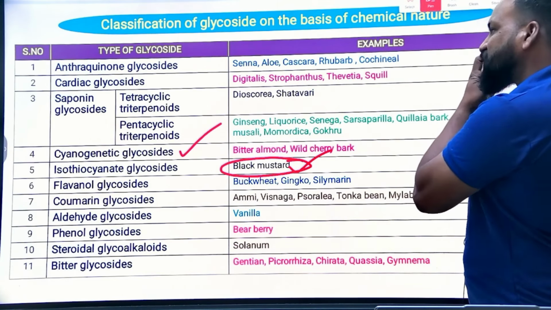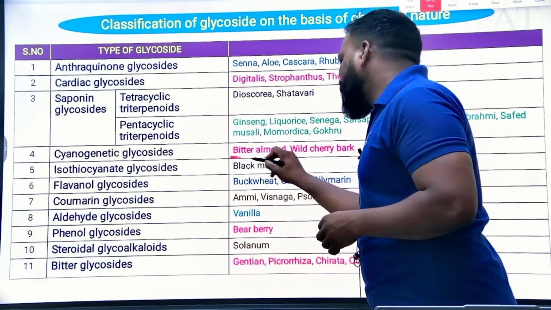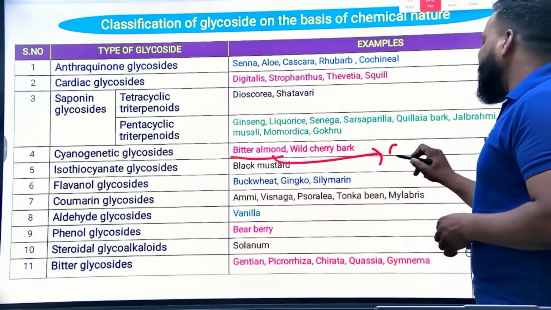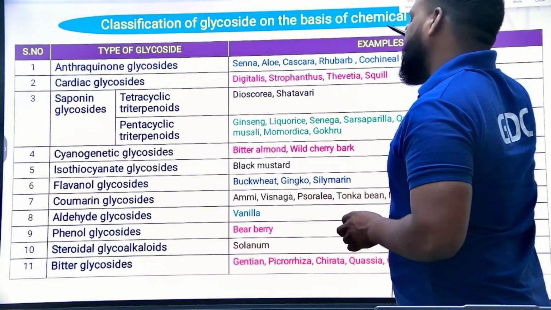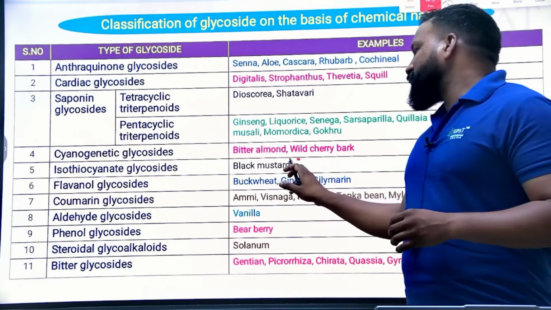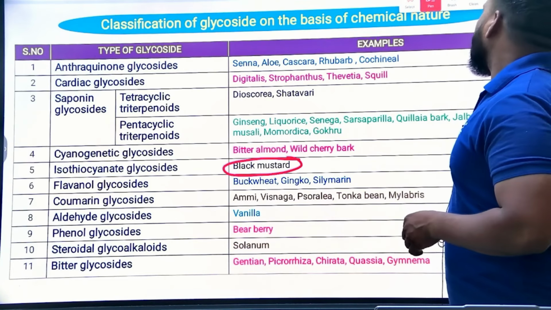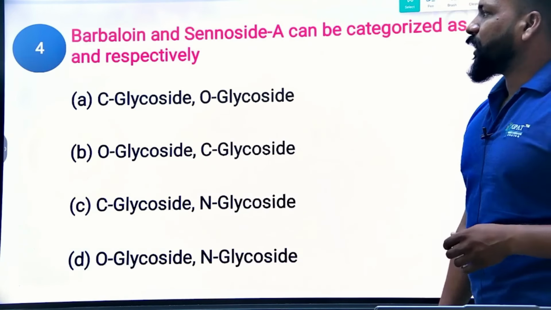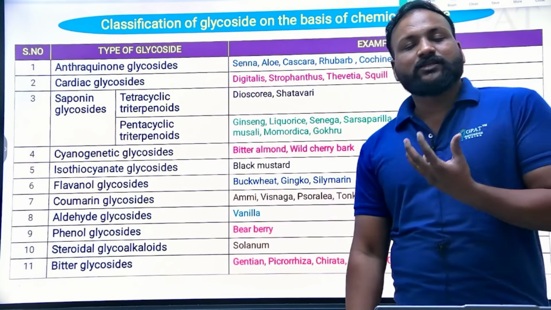The classification of glycosides is very important. In the cyanogenetic glycosides, we have bitter almond, where cyanide is present. The isothiocyanate glycoside classification is black mustard, so this is the wrong answer. Try to remember the classification; classification questions are very important.